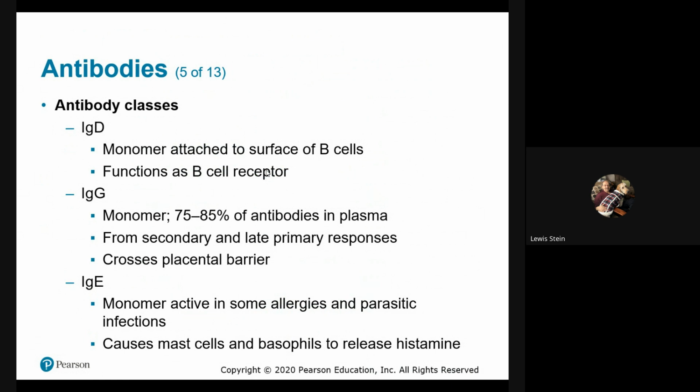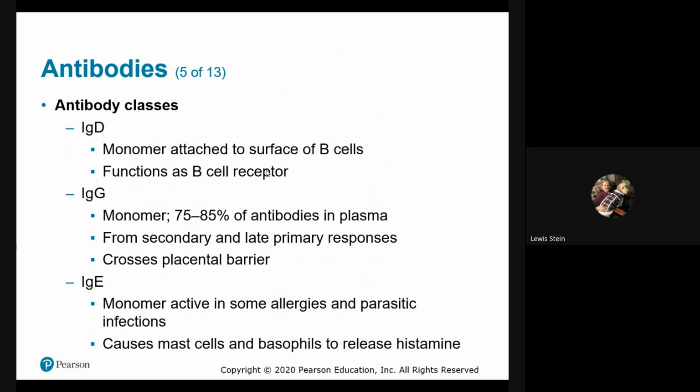The IgG is the vast majority in the plasma. Secondary and late primary responses. Yes, it crosses the placental barrier. Yes, that's the protection you get from your mom when you're born for the first 6 months or so.